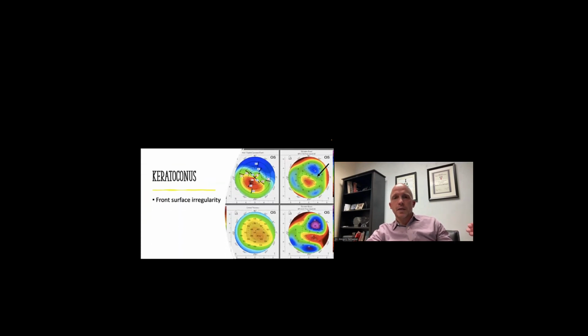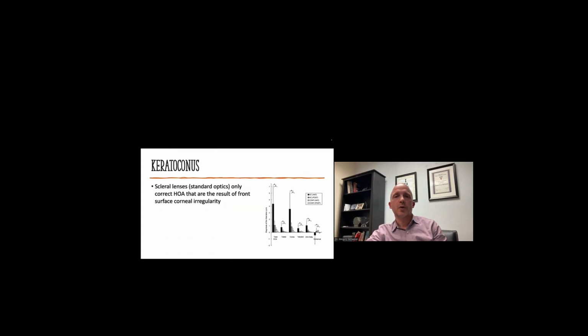With keratoconus patients, we know they have front surface irregularity. That's what we're masking with the scleral contact lens, but they also have back surface irregularity, and that's unique to this patient population. In fact, keratoconus patients can have back surface irregularity before they have front surface changes, and that's how we can catch them early. Standard scleral lens optics only correct aberrations that are a result of front surface corneal irregularity. Luckily, front surface higher order aberrations typically dominate, secondary to a relatively higher refractive index change as you go from the air to the corneal surface.